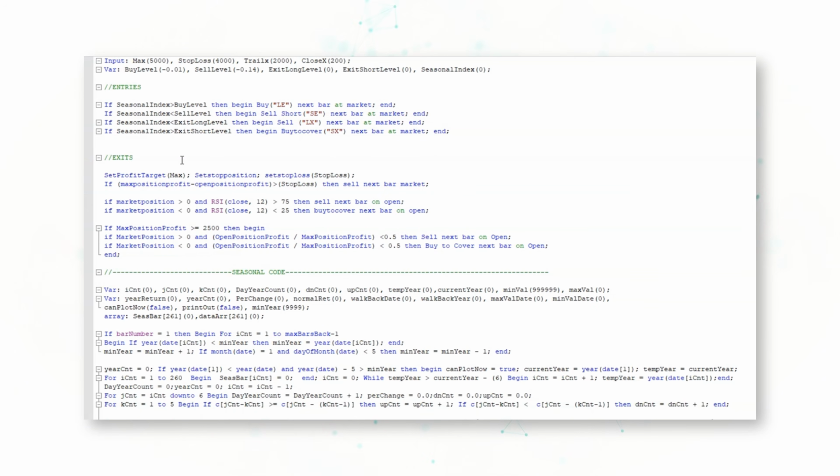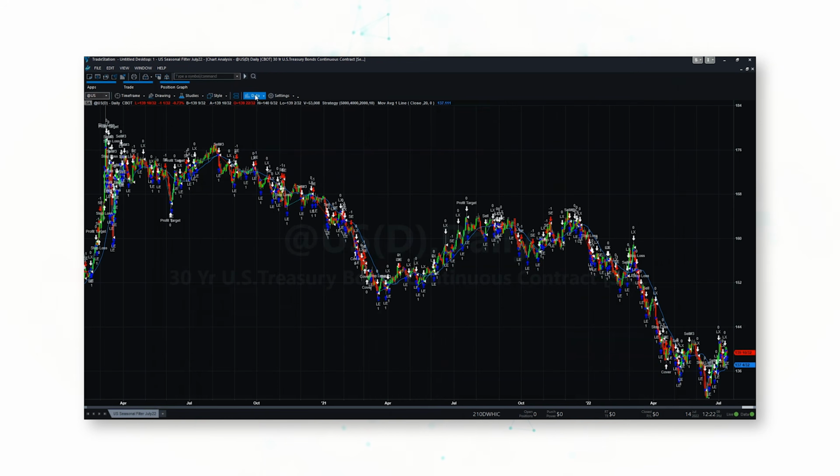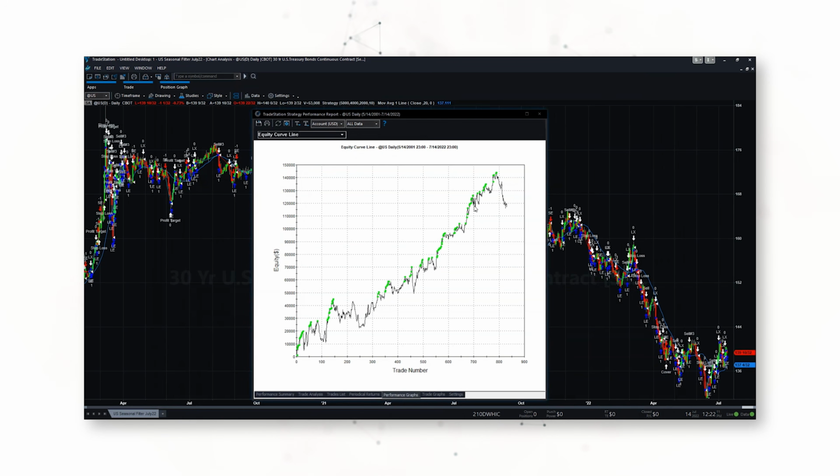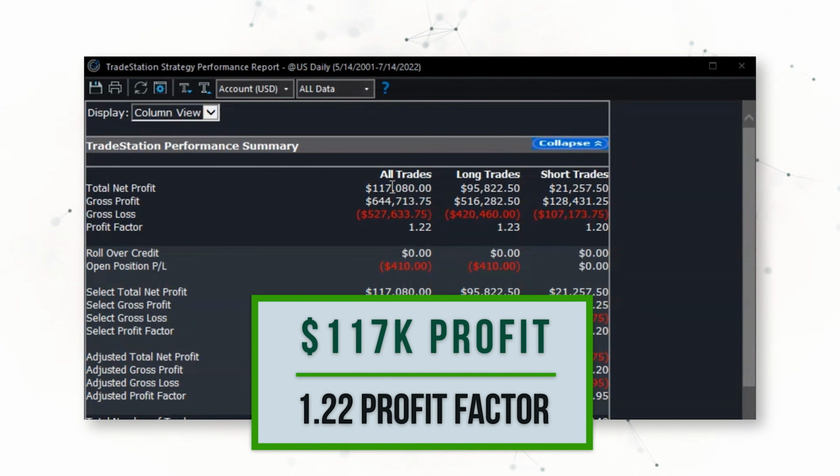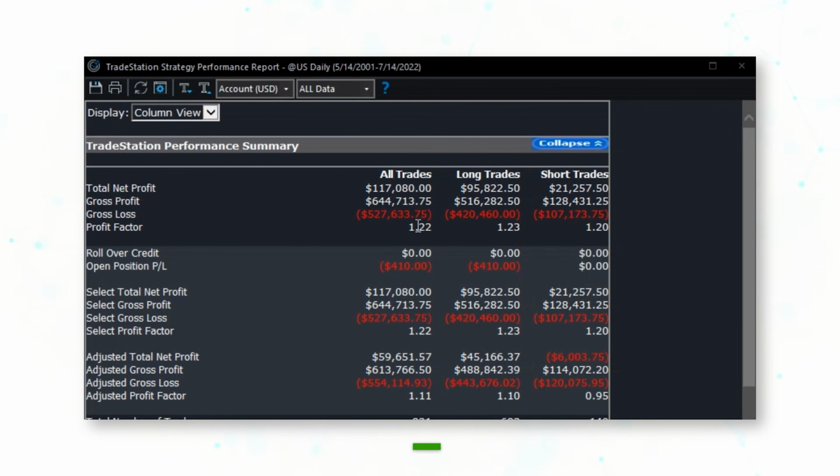We are now going to add some exits to our strategy. So we've added a profit target, a stop loss, a trailing stop, an RSI exit, and then another set of trailing exits. And if we confirm the strategy and look at how it's improved performance, we can see a little bit of a better equity curve. This strategy has now made $117,000 per contract traded since 2001 with a profit factor of 1.22.